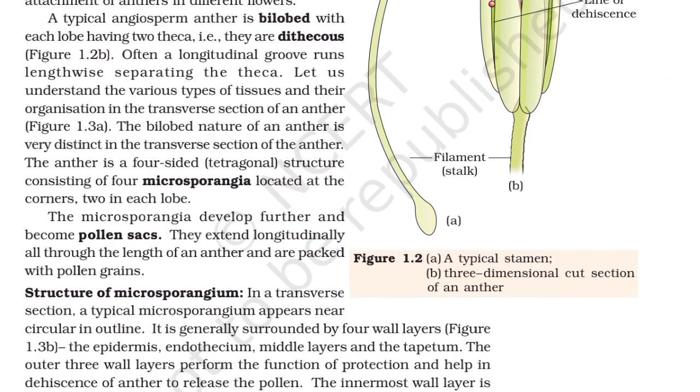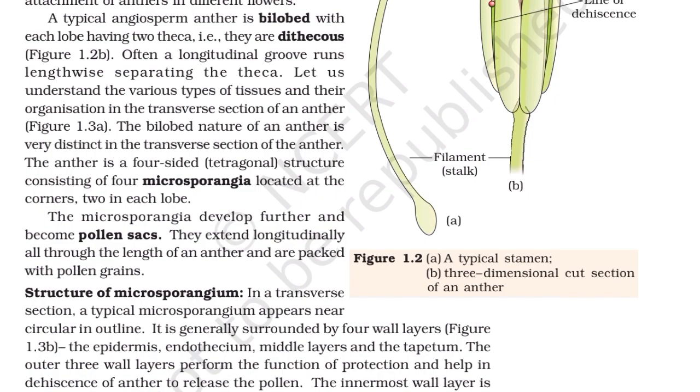A typical angiosperm anther is bilobed, with each lobe having 2 theca. That is, they are dithecous. Figure 1.2b. Often a longitudinal groove runs lengthwise separating the theca. Let us understand the various types of tissues and their organization in the transverse section of an anther.